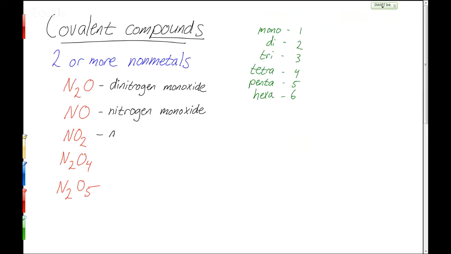Dioxide. Yeah, this one would be nitrogen dioxide. What about this one? Dinitrogen tetroxide. Yeah, dinitrogen tetroxide. Again, we drop that A off tetra because it's with another vowel, that O. If that were like fluoride, it would be tetrafluoride.